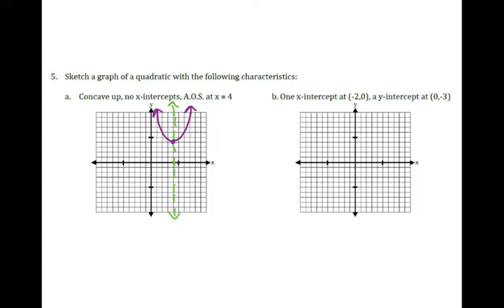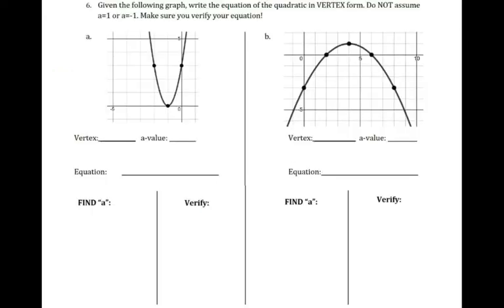Let's look at letter B. One x-intercept at negative 2, 0. Y-intercept at 0, negative 3. Okay. Now, it doesn't really tell you which direction it is opening, but what I can do is connect these two points to create a parabola. I can go up in that direction, so I can have a parabola that opens up. So I used my y-intercept as my vertex. Or I could use my x-intercept as my vertex, and I can actually go down. So you have some options for this particular graph, since it doesn't tell you whether it's concave up or concave down.